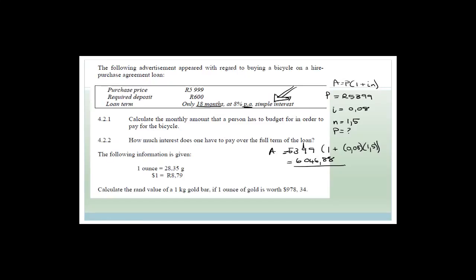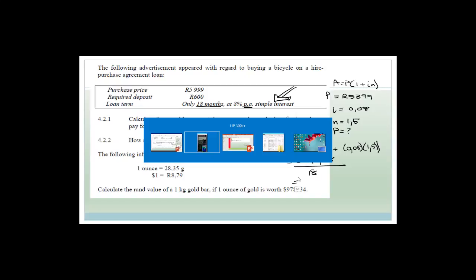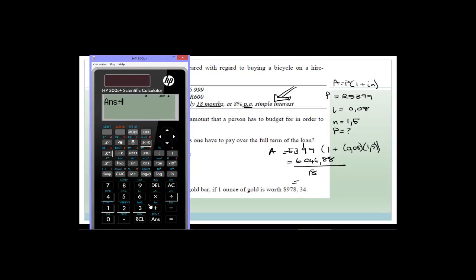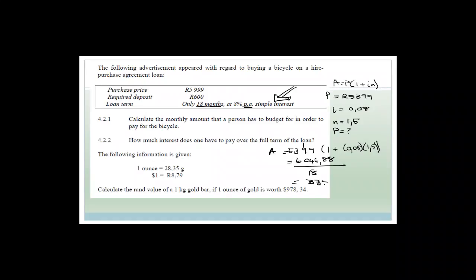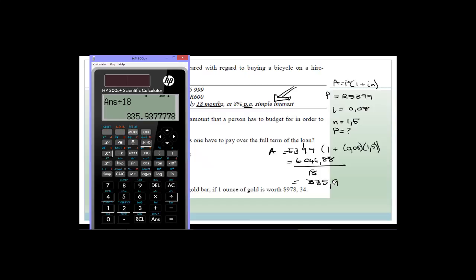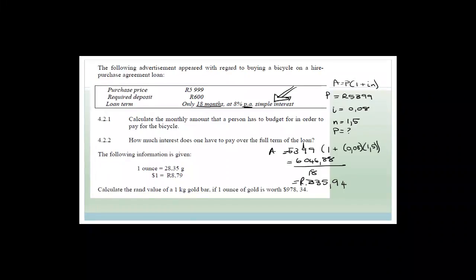So we need to divide that by 18. So let's do that. We divide by 18, and that gives us 335.94. So that's how much we're going to have to budget for this bicycle. 335 Rand and 90... let me just check it. 94 cents. Okay, so that's how much we need to budget.